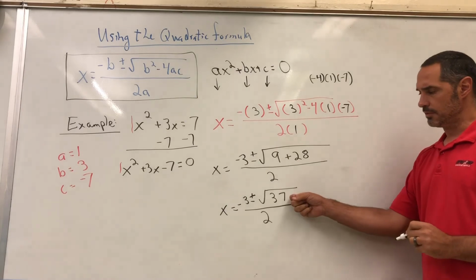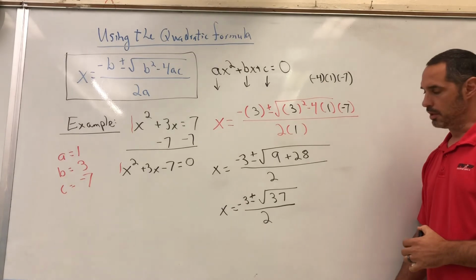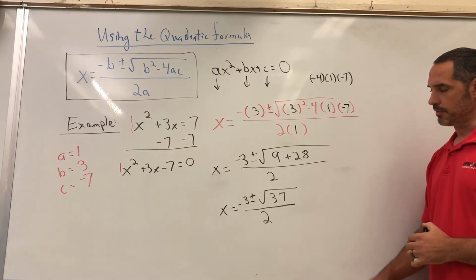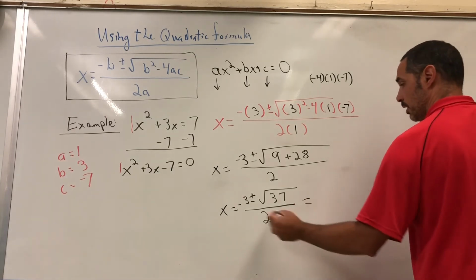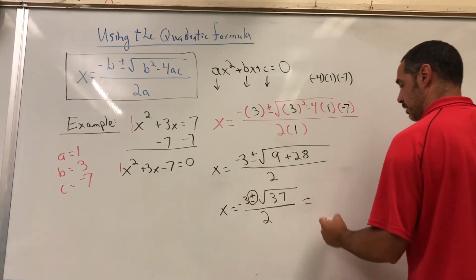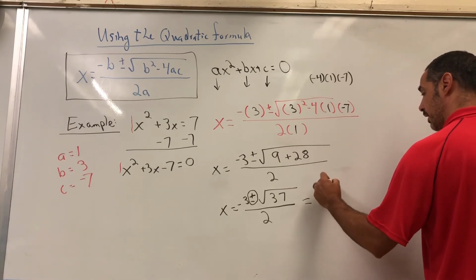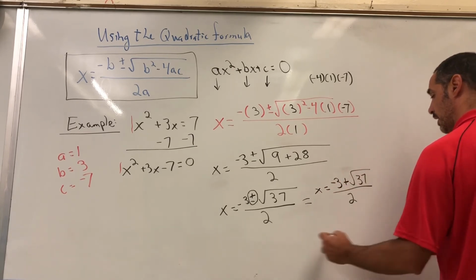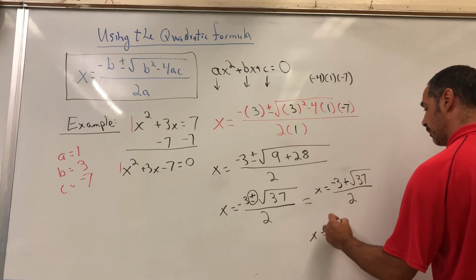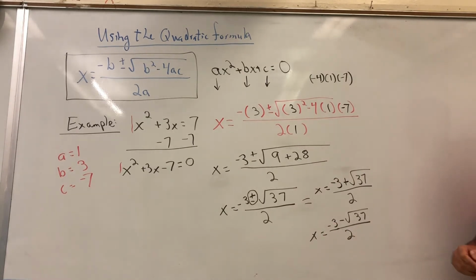Now I always want to see if I can break this down. If this radical breaks down and I can simplify it, I try to do that. But in this case, 37 does not simplify, so this is the answer. There's actually 2 answers, and this plus or minus is the piece that tells us there's 2. So I have x equals negative 3 plus the square root of 37 over 2, and I have x equals negative 3 minus the square root of 37 over 2. And that's how you solve a quadratic using the quadratic formula.